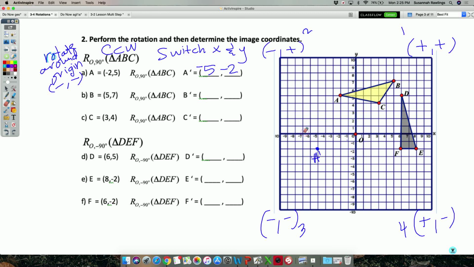Okay, let's look at B. Before I even do anything, I'm going to switch my point. So right now I'm at 5, 7. If I flip it, what's it going to say? 7, 5. And now I just need to figure out what quadrant it's going to land in.